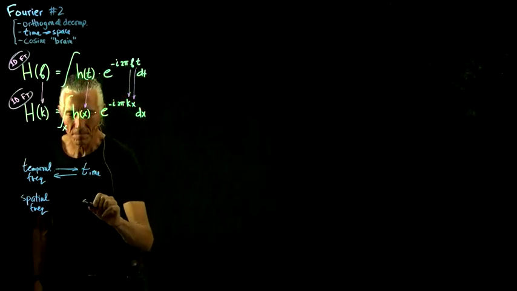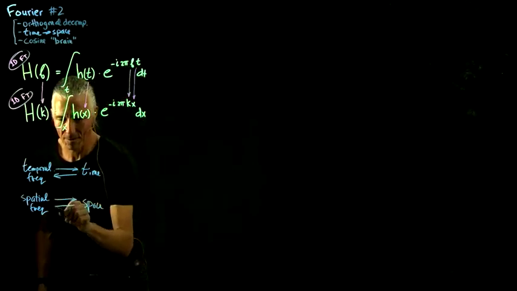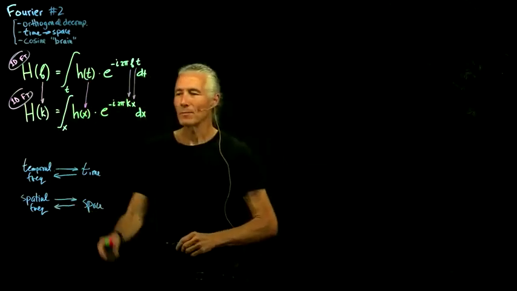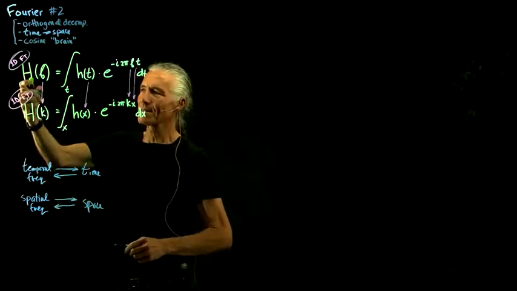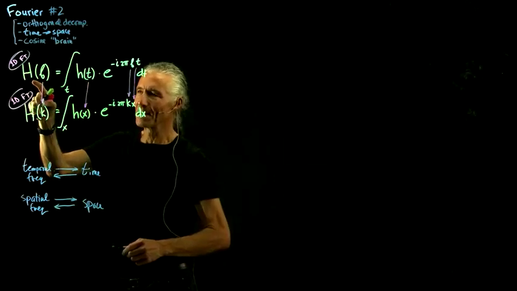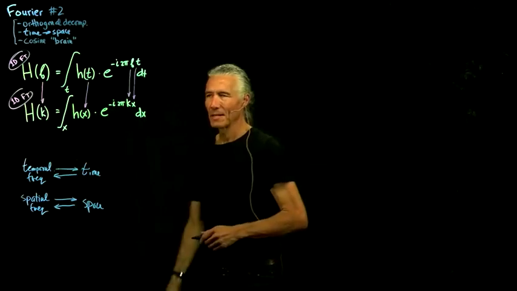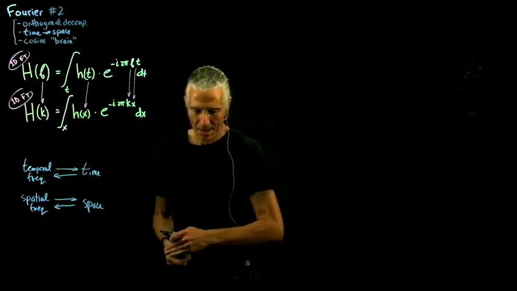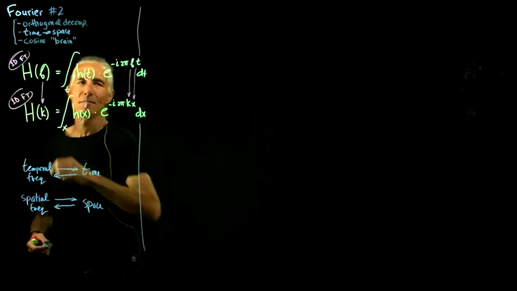So when we go back and forth, we can use the Fourier transform to go back and forth between space and time. And what this equation says is, here's how you Fourier transform this guy into that guy. And the inverse Fourier transform is taking this guy and getting back to that guy. So that's our changing from time to space.